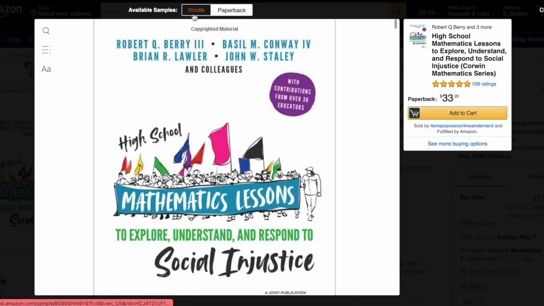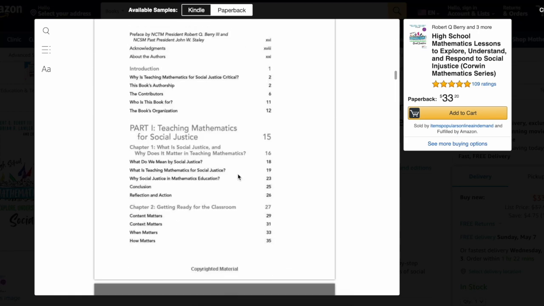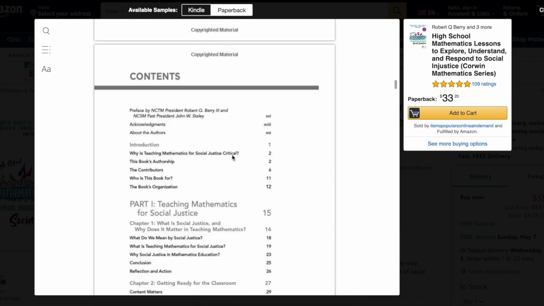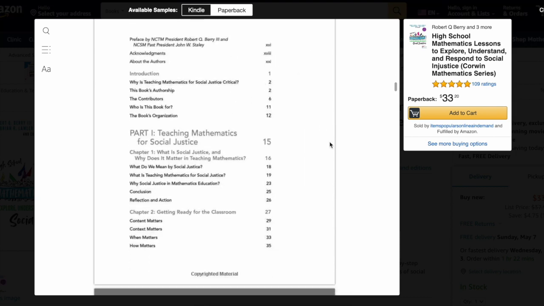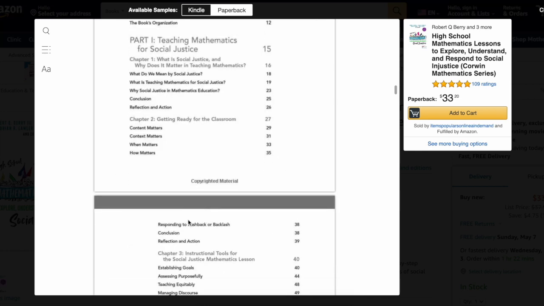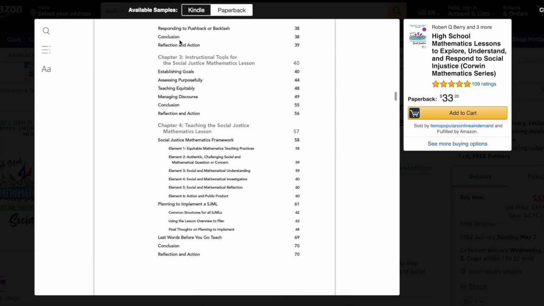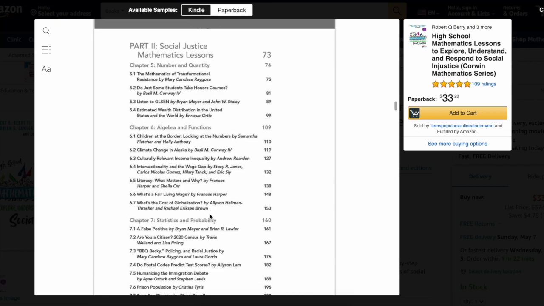The preview sometimes is different for Kindle and paperback, but I believe this works for paperback. So I'm going to scroll down and see if we can get to the table of contents. We can. Perfect. Now that I'm here, there's an intro of teaching for justice and social justice in math. Then when we go in, there we go, math lessons specifically. These are specific topics. So thinking about transformational resistance, who is taking honors courses, GLSEN, thinking about LGBTQ issues, wealth distribution.